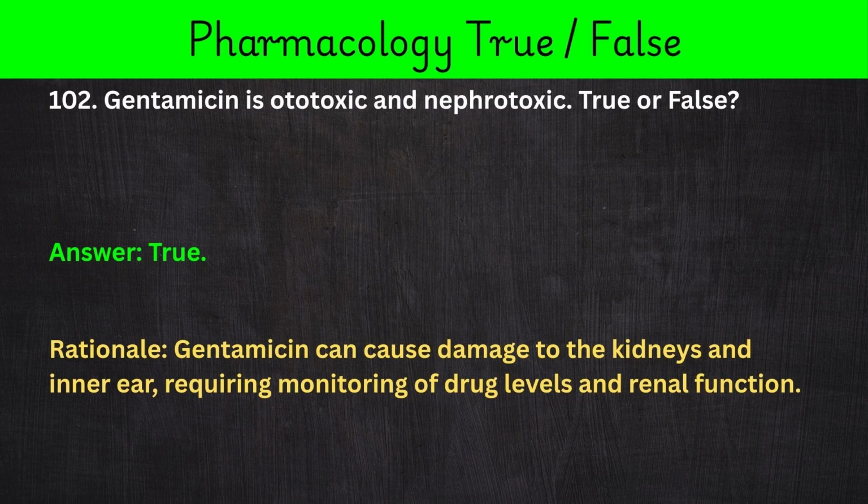102. Gentamicin is ototoxic and nephrotoxic. True or false? Answer: true. Rationale: gentamicin can cause damage to the kidneys and inner ear, requiring monitoring of drug levels and renal function.